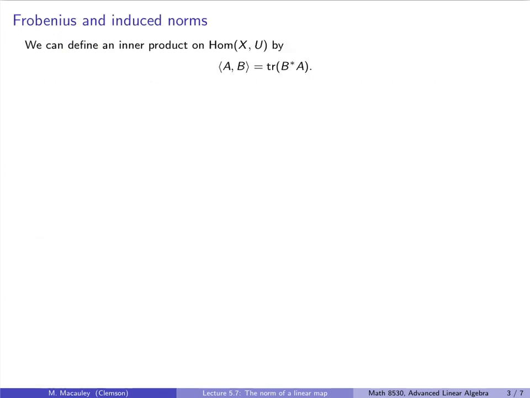Let's now return to those two examples of norms that I showed you in the previous slide. Sometimes we call these operator norms. A little bit easier than saying norms of linear maps. So the first one, we can define an inner product on the set of linear maps from X to U by the inner product of A and B is the trace of B star A.